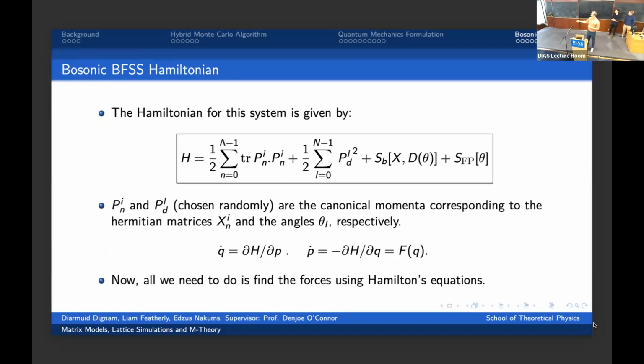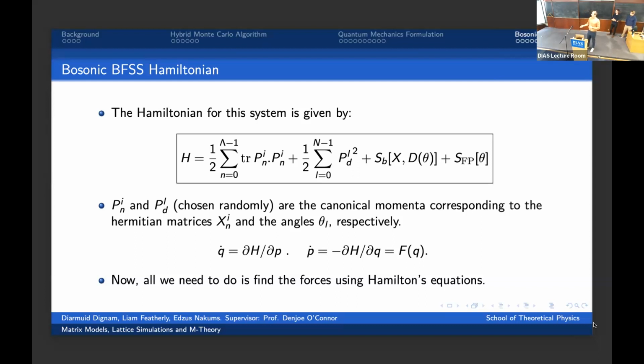So in the end, this is our Hamiltonian for the system. Here we have the P_I^N and P_theta^L, which are canonical momenta corresponding to the Hermitian matrices X_I^N and the angles theta_L. And you remember Diarmaid said we chose just a random X_I^N, which now in this case is a list of lambda matrices that are all n by n dimensional. But then we chose random momenta and also random angles.